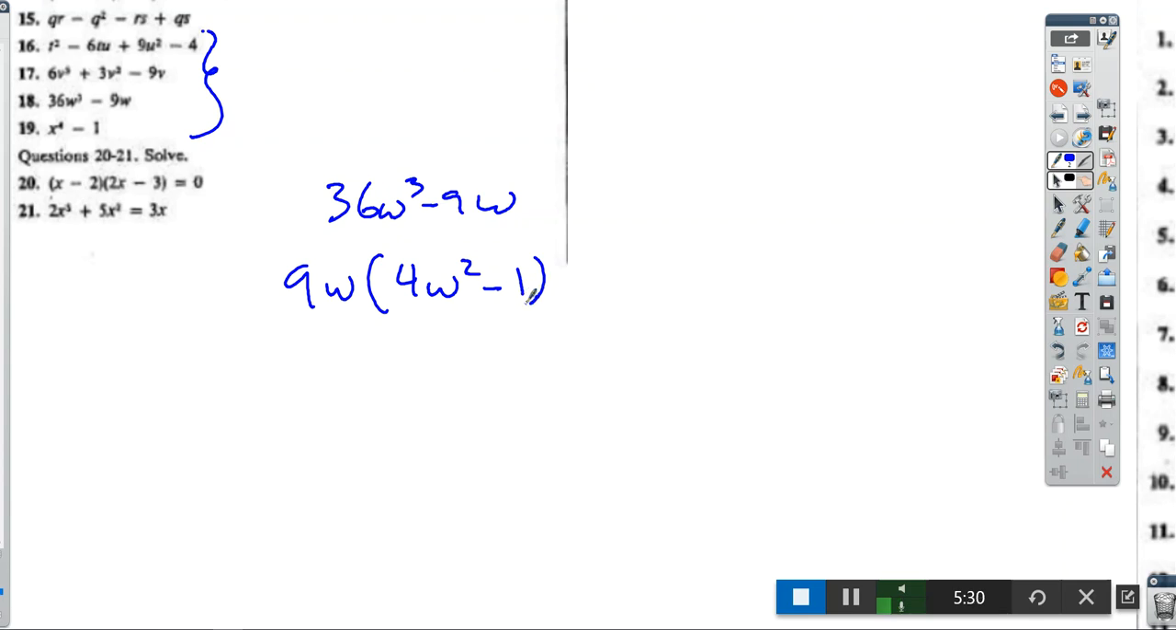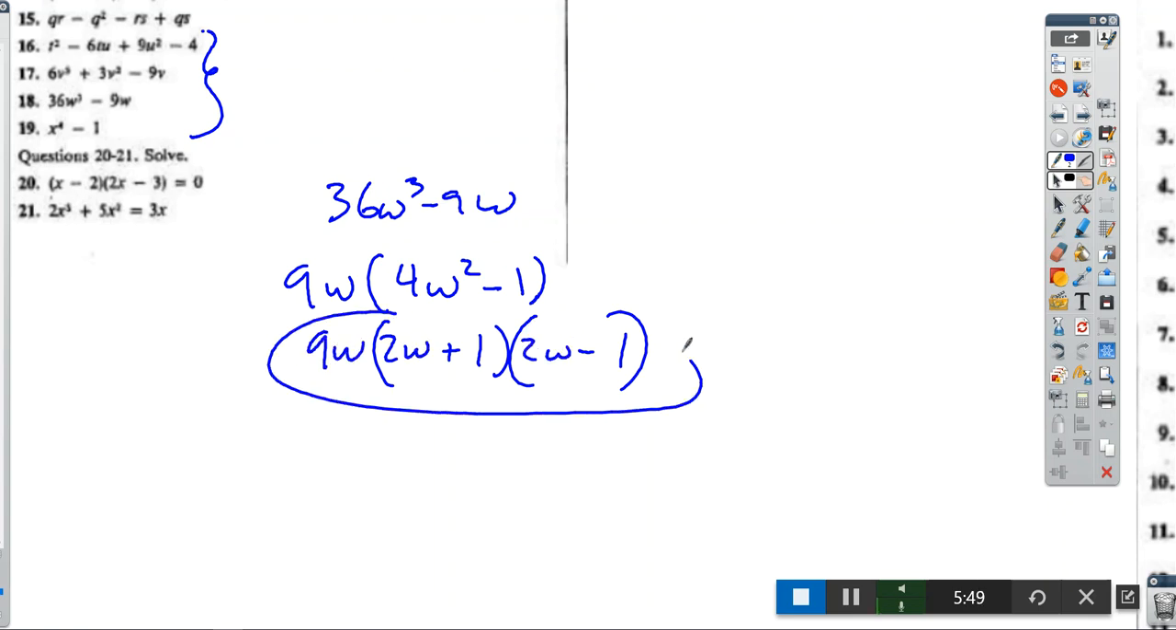Oh, yeah, 1 is a square number, isn't it? I have a difference of squares because 4w squared is a perfect square. 1 is a perfect square. So just like any other difference of squares, I'll have a pair of grouping symbols. I'll have a plus and a minus. 1 times 1 is 1, all right? 2w times 2w, and I still have my 9w out here.